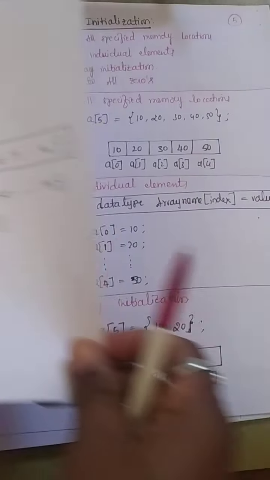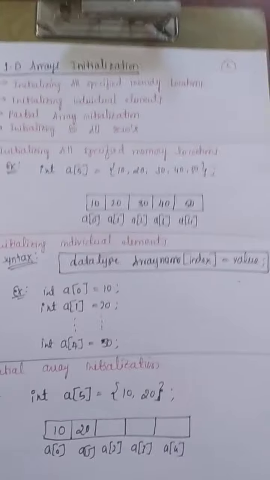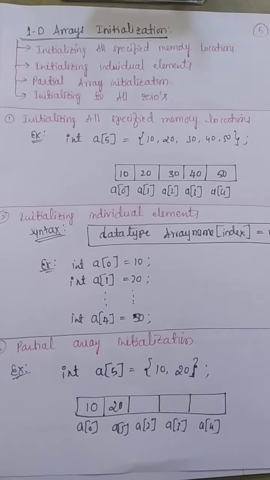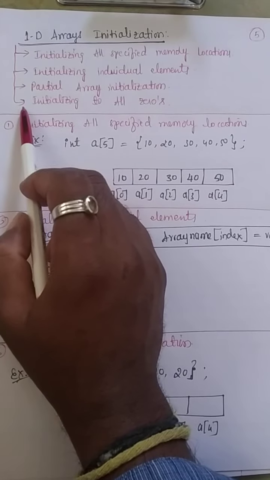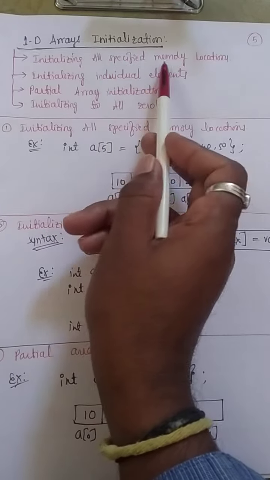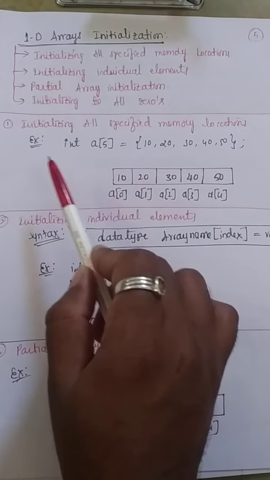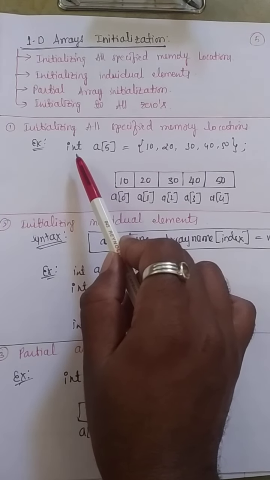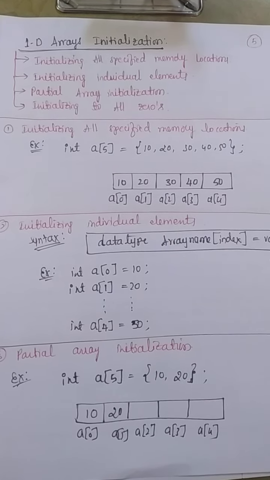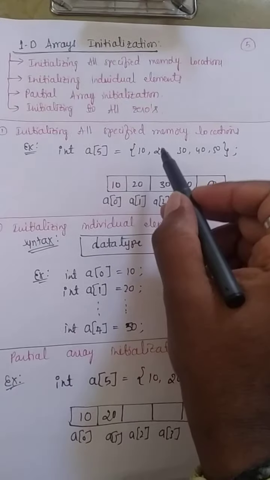So next, if we come to the initialization part, one dimensional arrays can be initialized in various ways. So here we are having 4 types of initialization techniques. First one, initializing all specified memory locations. What do you mean by that? In the sense, here you can observe an example. In this example, you can have int a[5] = {10, 20, 30, 40, 50}. Whatever values you want, you can take.